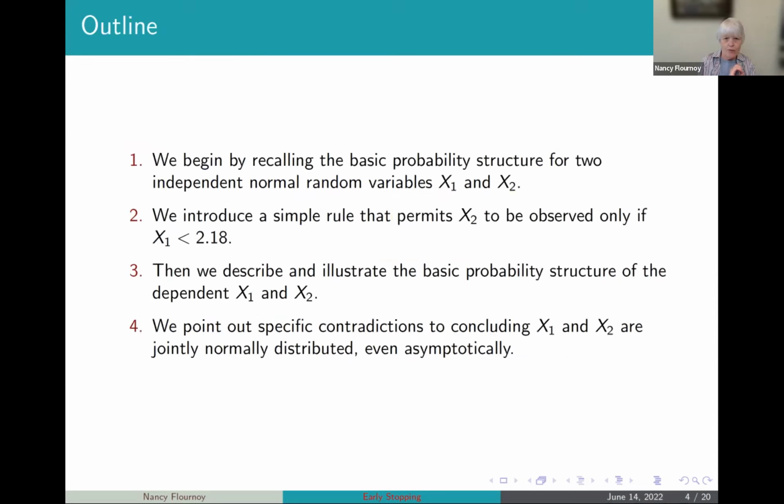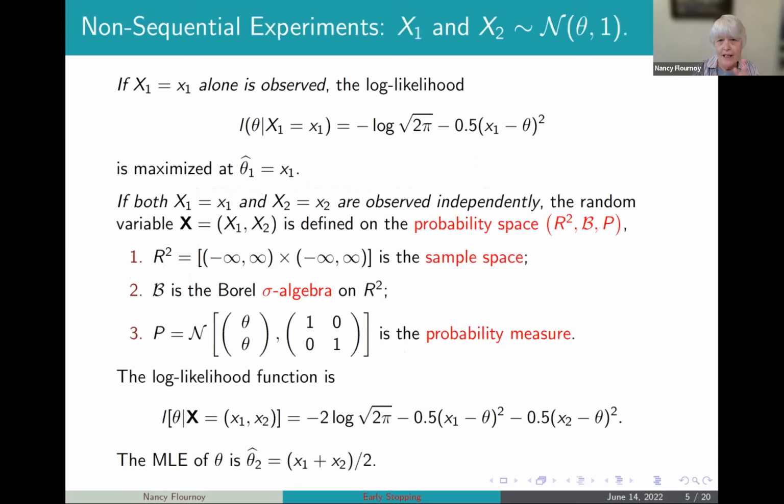So first, I'm going to start by recalling the probability structure for two independent normal random variables. So, you can yawn there, but it's instructive. And then we introduce just a simple rule that permits the second random variable to be observed only if the first one is less than 2.18. Then we talk about the probability structure associated with the first random variable and the second random variable if it's observed, and point out contradictions that occur if one was to claim that those are jointly normal, even asymptotically.